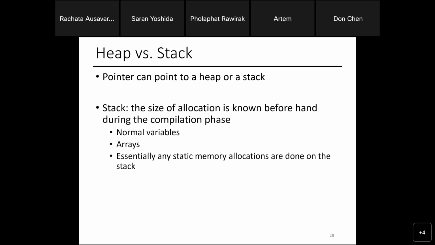Stack is the allocation for anything that you have the size known beforehand. For example, you have a function call, and inside the function call you have an array. Right? Basically, the array will be built on the stack. Essentially, static memory allocation is done on the stack. Heap is when you allocate new area; that is done on the heap. So dynamic memory allocation is done on the heap.